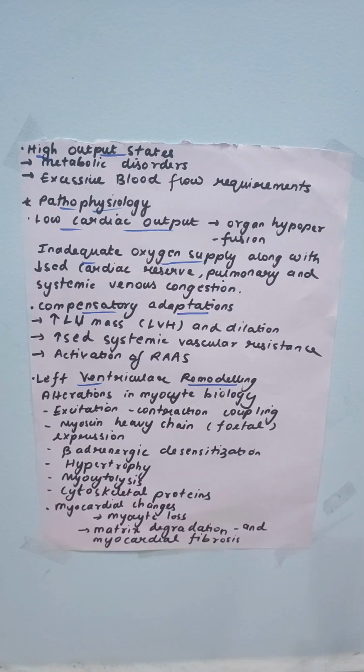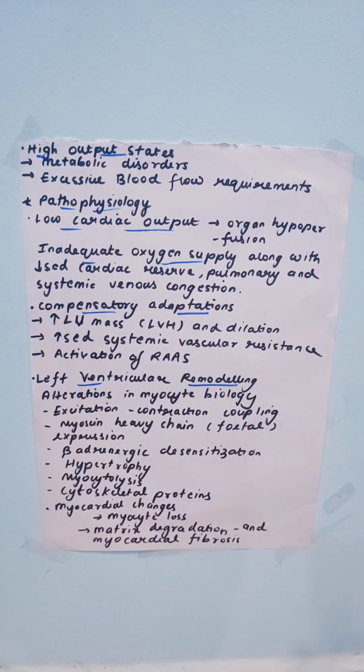Now I would be talking about the pathophysiology of heart failure. So cardiac output is low and it leads to organ hypoperfusion, means the blood supply to the organs is reduced, and hence the oxygen supply to the organs is compromised. There is inadequate oxygen supply along with decreased cardiac reserve, and it leads to pulmonary and systemic venous congestion. It means the blood is accumulated in the pulmonary and systemic veins, and it leads to congestion. So basically this is the pathophysiology of heart failure.